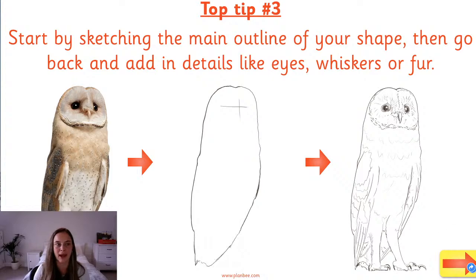Another tip that we have is start by sketching the main outline of your shape or of the animal that you're drawing, and then go back and add the details like the eyes, whiskers and fur. So just like we looked at the beginning at those pictures of the animals and working out where all those shapes were, you start with those shapes and then you go back and do some detail.